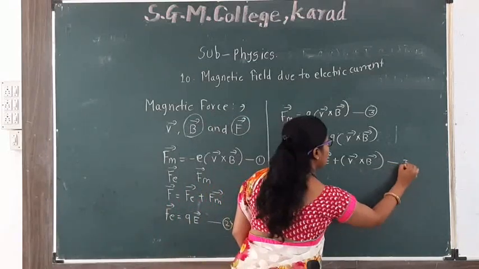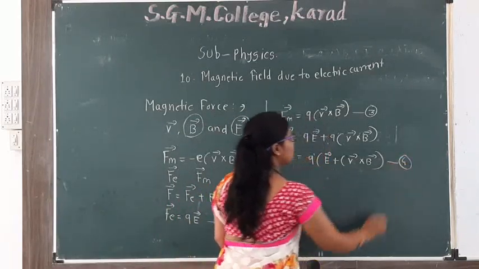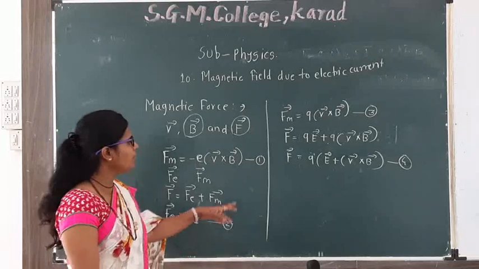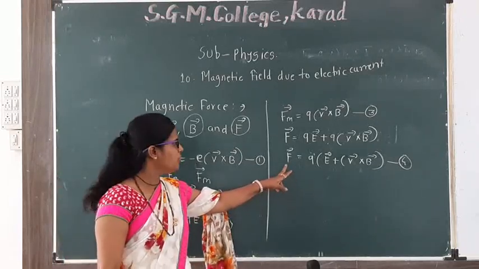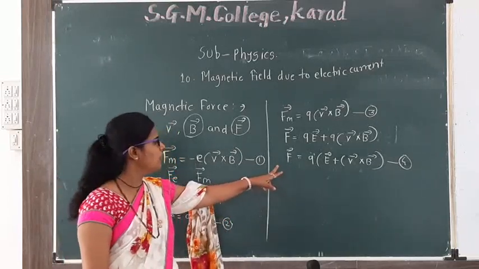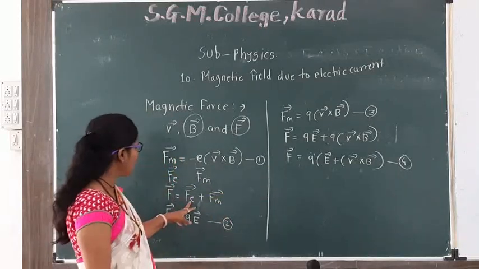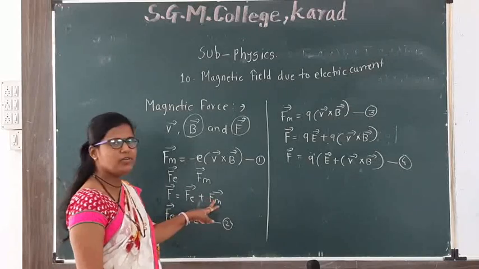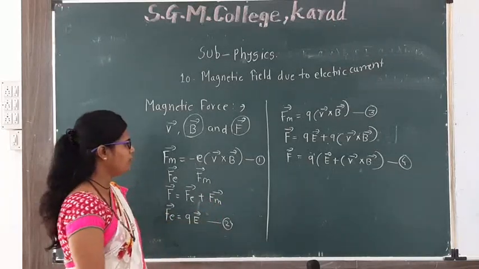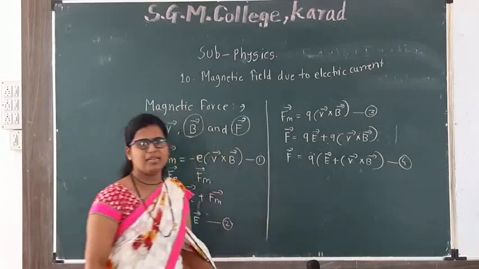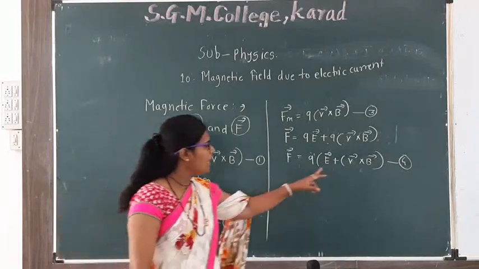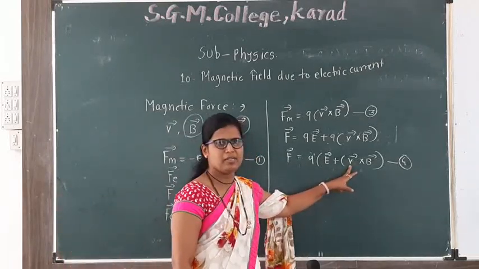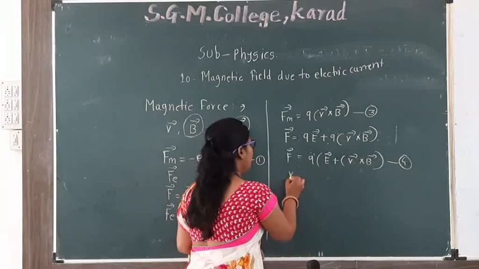These equations represent the Lorentz force. The Lorentz force is the sum of the electric force due to the electric field plus the magnetic force due to the magnetic field. There are different cases depending on the velocity of the charged particle, where V is the velocity of the charged particle.